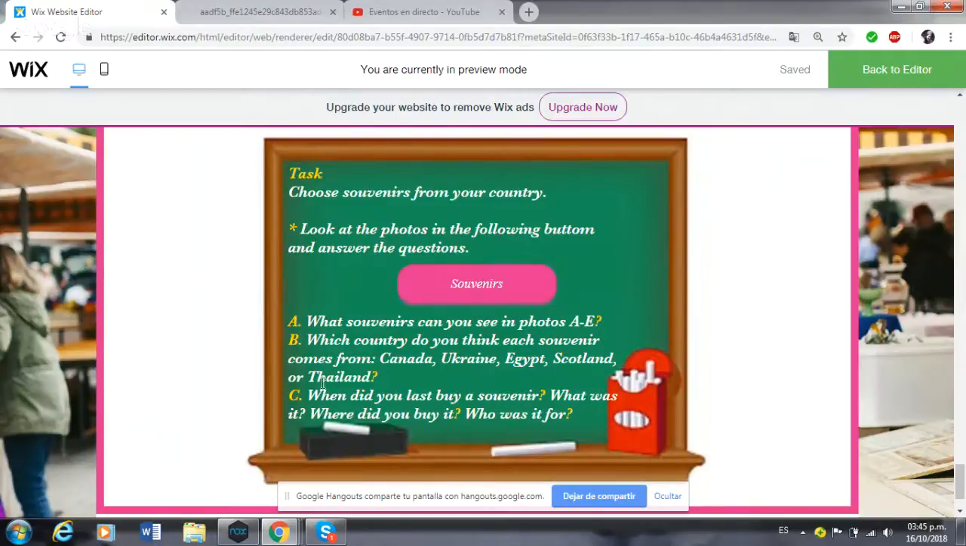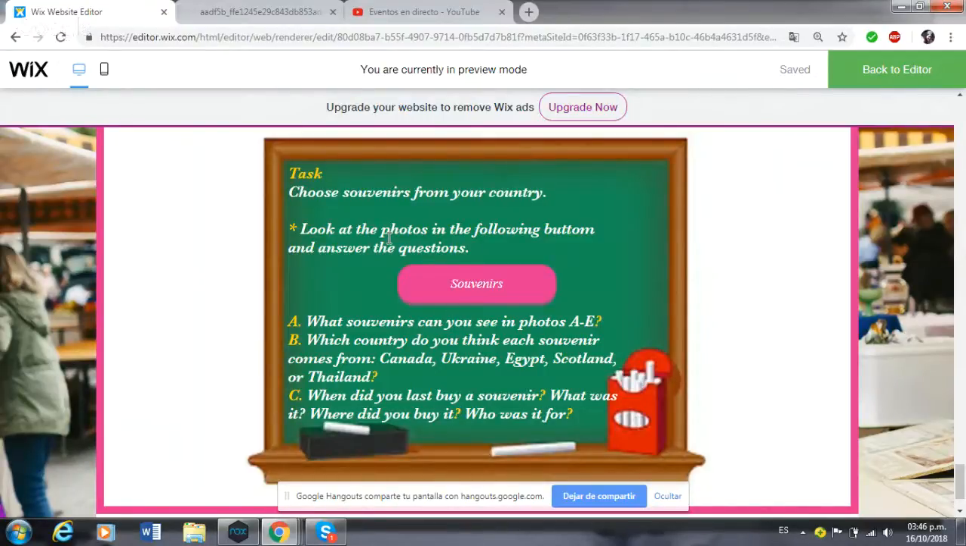And C: When did you last buy a souvenir? What was it? Where did you buy it? Who was it for? These questions are about your personal life, okay? It's not about the photos, it's your personal opinions. Questions A and B are about the photos of the souvenirs, and question C is about your personal experience in the past.